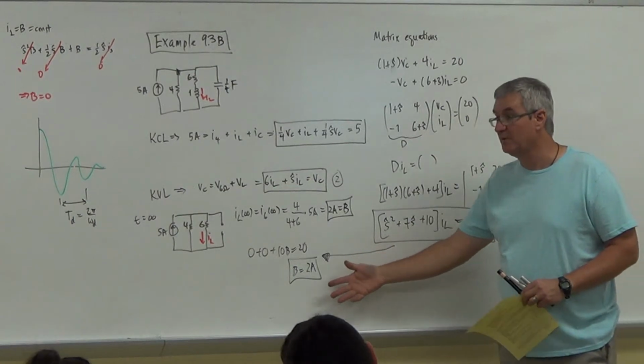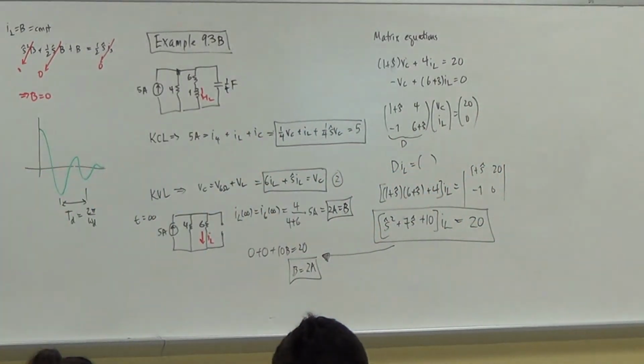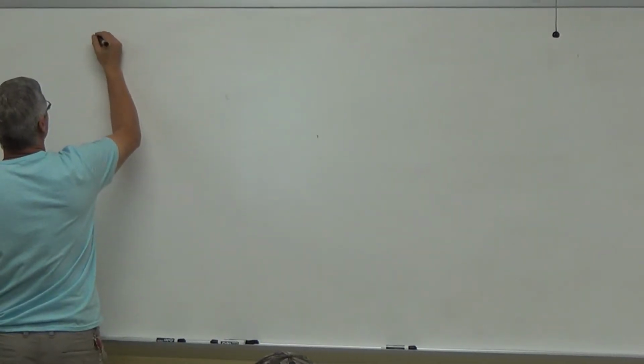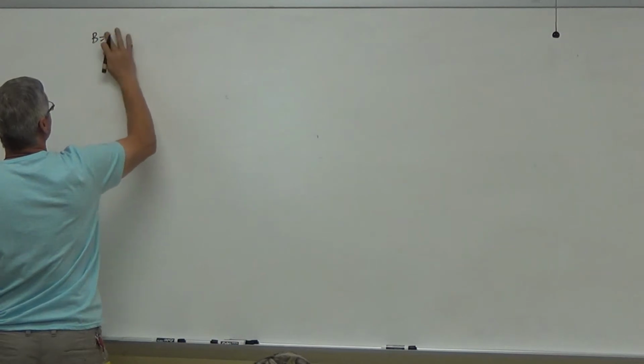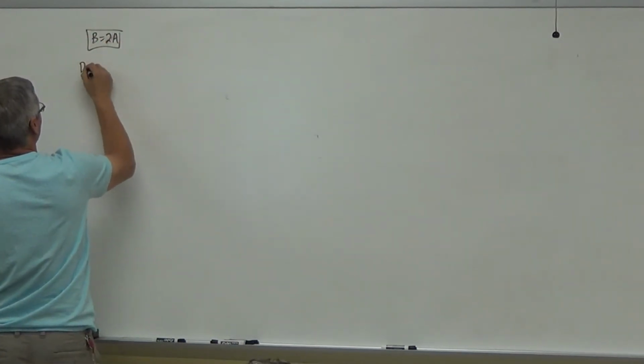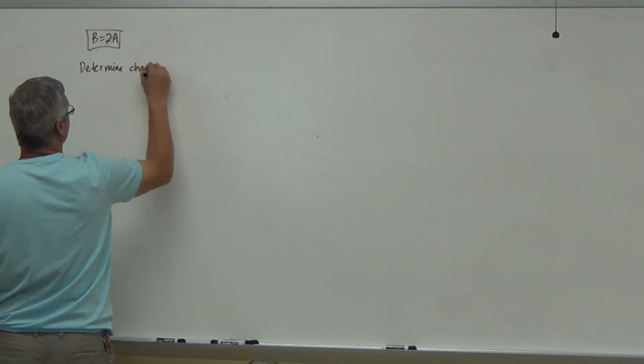So what's the forced response for the circuit? It goes to 2 amps. Okay? So when I look at my solution here, that means my total solution, my B here has to be 2 amps. So now I want to go determine characteristic roots.